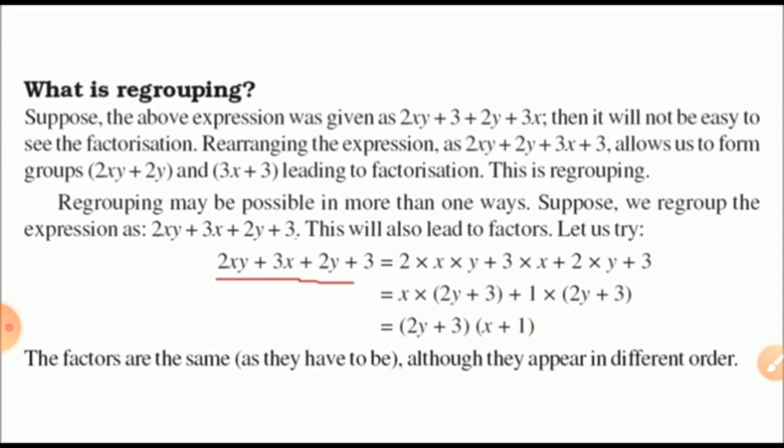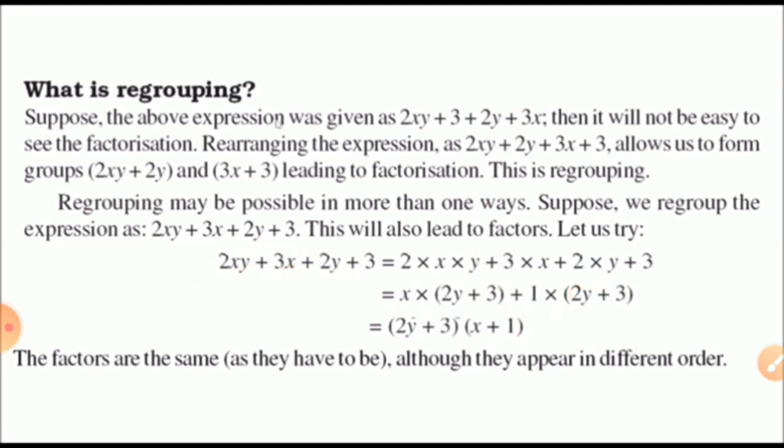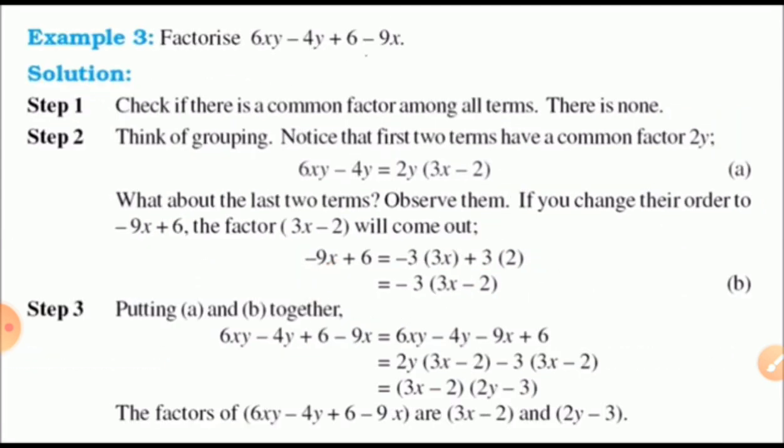Regrouping may be possible in more than one way. Suppose we regroup the expression as 2xy plus 3x plus 2y plus 3. Yes, my dear student, here from the first two terms we can take out x as common. From the second group, we can take out 1. Now in both groups 2y plus 3 is common, take it out. From the first group x will be left, and from the second only 1. So 2y plus 3 and x plus 1.